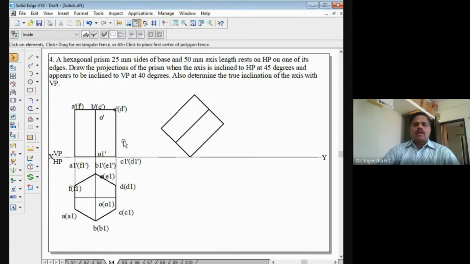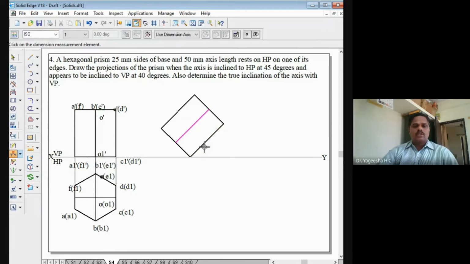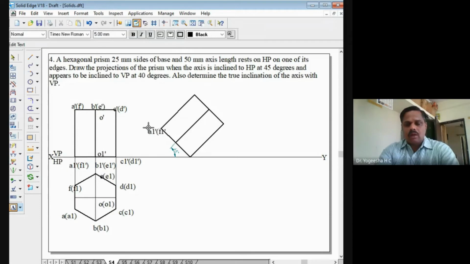Okay, so we have rotated the first front view such that now the axis is inclined at 45 degrees to HP. That is what the second position says. Axis is inclined at 45 degrees. These points will mark now. So this is the point A1 dash in the bracket F1 dash. So this point is B1 dash in the bracket E1 dash, and this point is C1 dash in the bracket D1 dash. Here also same thing, A dash in the bracket F dash, here B dash in the bracket E dash, and this point is C dash in the bracket D dash. Here the point O dash will be there. Here the point O1 dash also will be there.